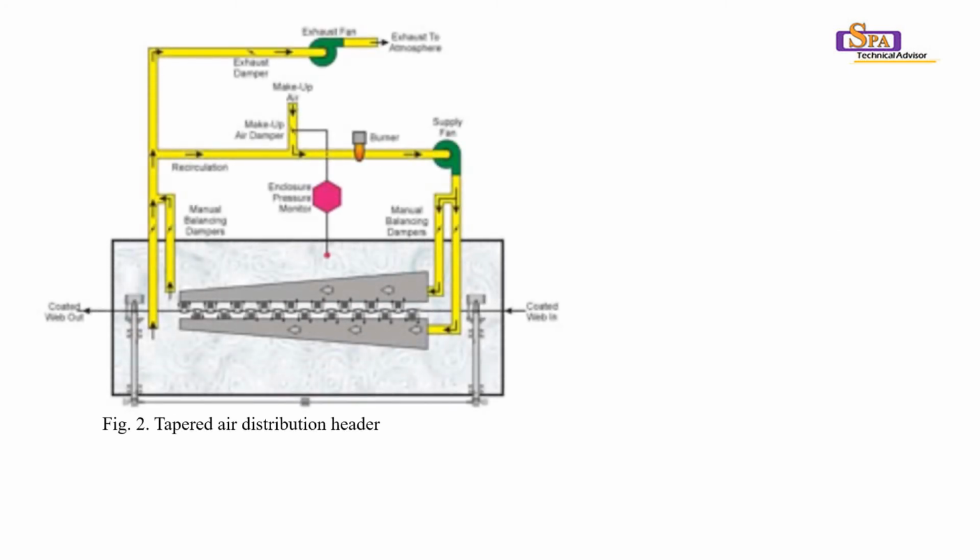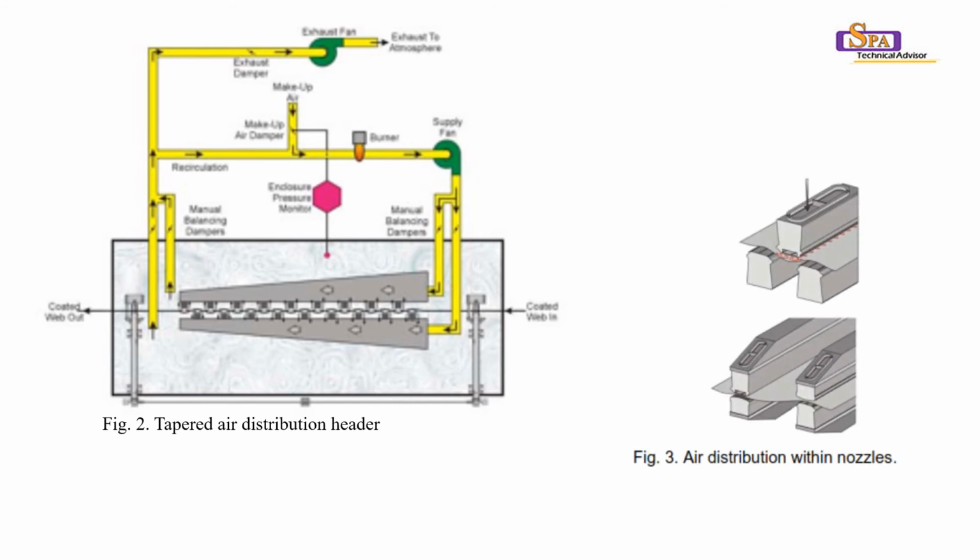Here is a diagram you can go through how the tapered air distribution header can help. The tapering will help in maintaining the air pressure across the width, across the length of the machine.